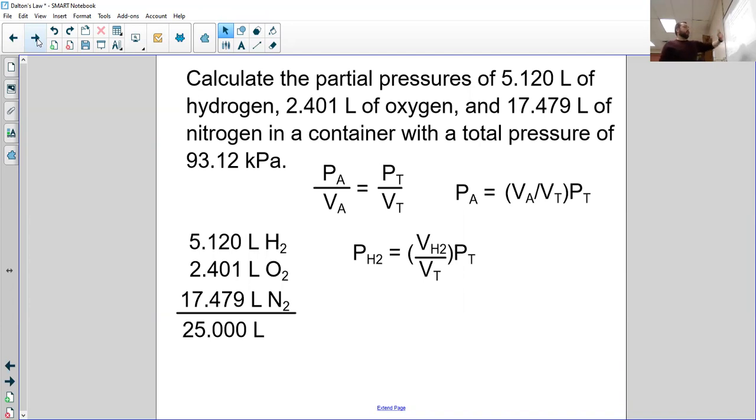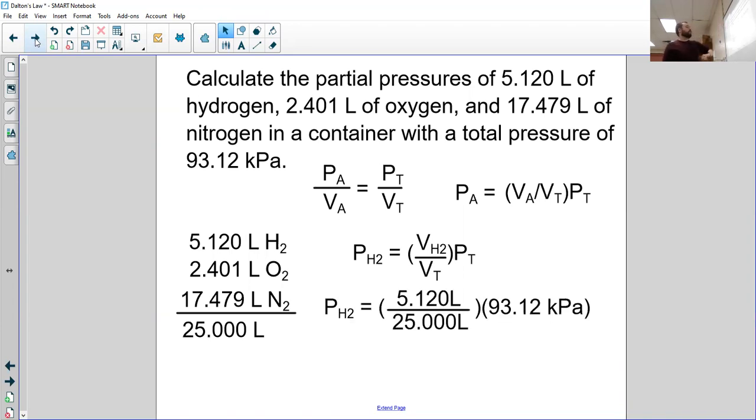Then we're going to plug in what we need for the equation. So we need the partial pressure of hydrogen first, which is equal to the volume of hydrogen divided by the total volume times the total pressure. Plug in our knowns. So partial pressure of hydrogen is equal to 5.120 liters divided by 25.000 liters times 93.12 kilopascals. Calculate that out with sig figs and we get 19.07 kilopascals.